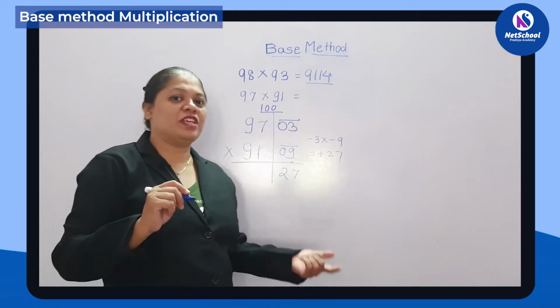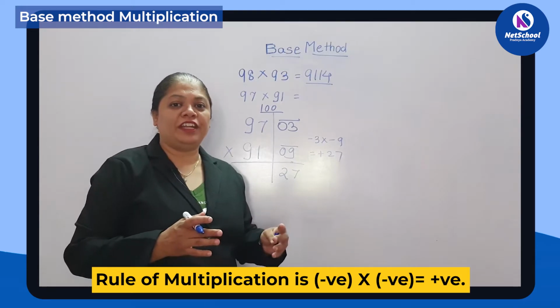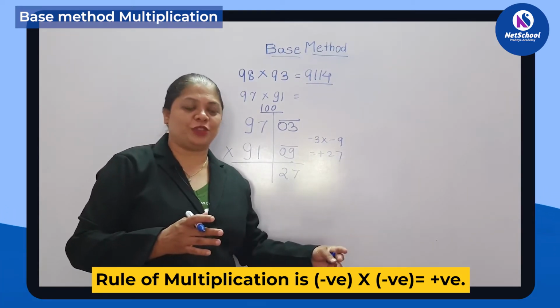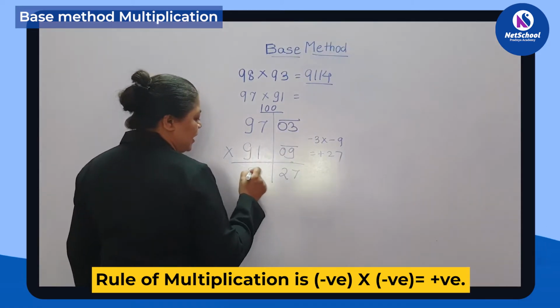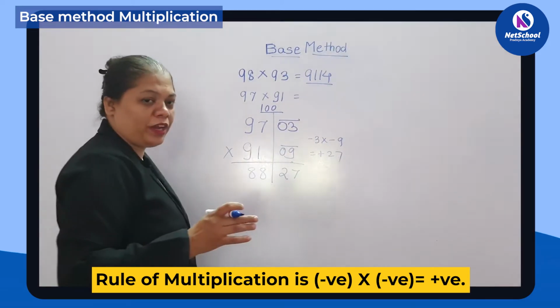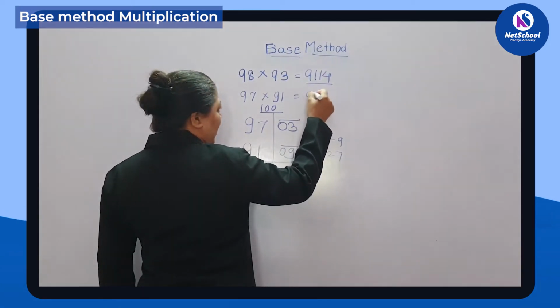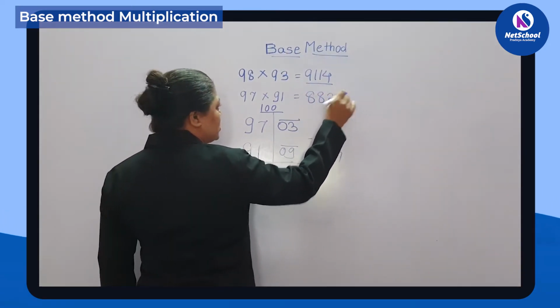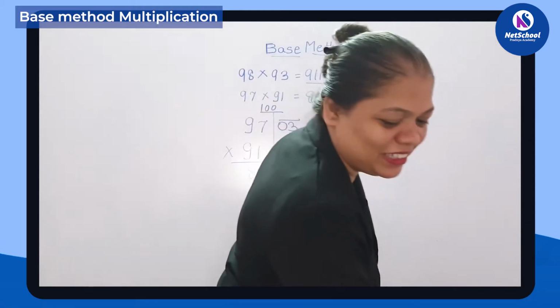In some of the previous videos, we have already studied this pattern: negative into negative is positive. And 91 minus 3 is 88. So my dear students, we will have here the answer 8827. Isn't it beautiful? So easy a method.